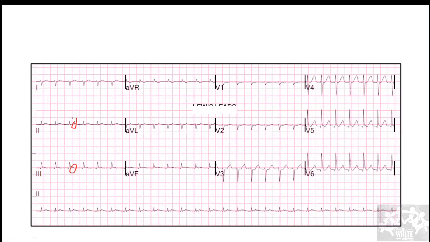You're starting to see these P waves. They were not seen earlier. They're seen now. So this is the beauty of this. You started to see some small P waves that were not there earlier. Now you are seeing them.